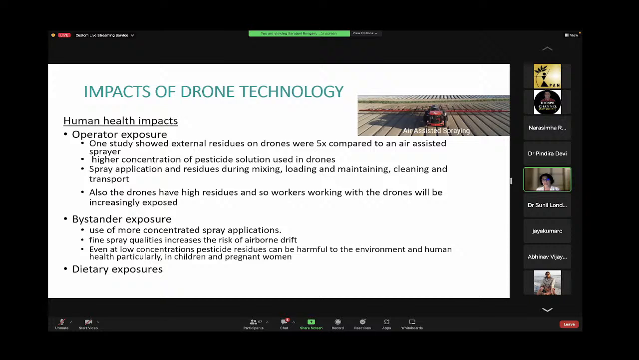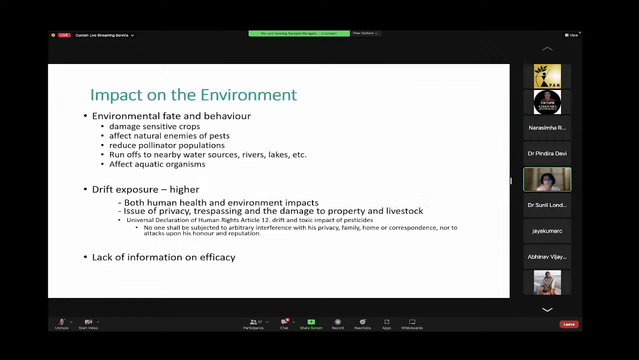And then there's also dietary exposures, and very few. When I was researching this drone technology, one of the major problems was that there was hardly any information about dietary exposures. What happens, in terms of residues in the crops, especially the food crops or even fodder, which then gets fed to animals.